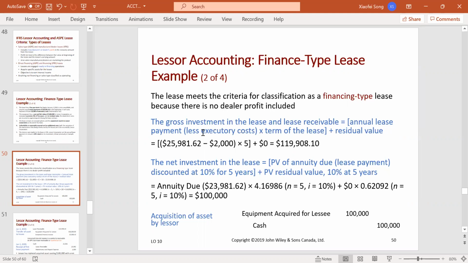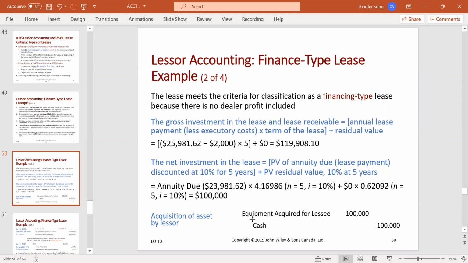So the gross investment. We know the net investment is 100,000, right? But when the lessor records this, they record a gross investment. So gross investment will be the 100,000 plus all the interest to be earned. So the gross investment would be the undiscounted future lease payments, removing the executory cost: 25,981.62 minus 2,000, times five. No discount. So that's 119,908.1. That's the gross investment. And the net investment we already computed, it's just the present value of the lease payments with no residual value. So it's 100,000, as we said.